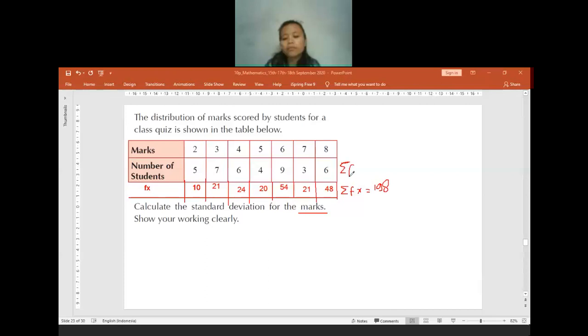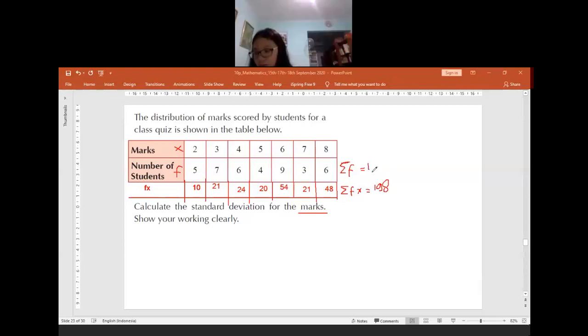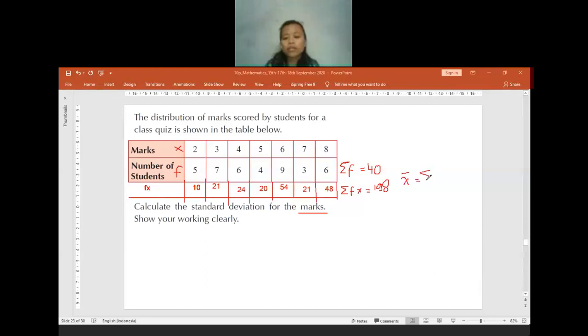Now for the sigma f, how many it will be? How many students are there in total? 40. Okay. So now how do we find the mean? Still remember what did we learn yesterday? How do we find the mean? 198 divided by 40. It will be equals to sigma fx divided by sigma f.